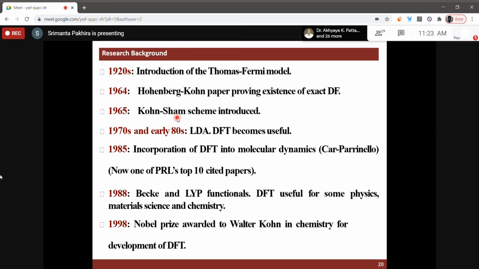And after 5 years, in 1970 and the early 1980s, came the theory called the local density approximation, and at that time density functional theory became more useful. At that time a computer was like a big house, and it probably had 10 MB RAM. But right now your laptop and your phone have 2 GB, 4 GB RAM, and your laptop maybe 32 GB RAM. You cannot compare that technology with today's technology. Technology is rapidly growing.